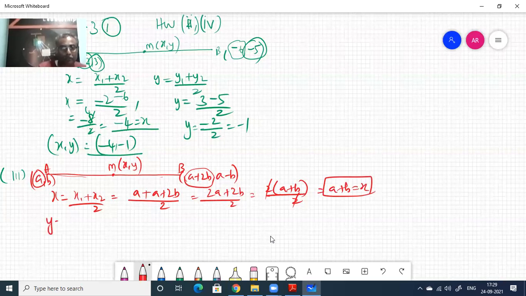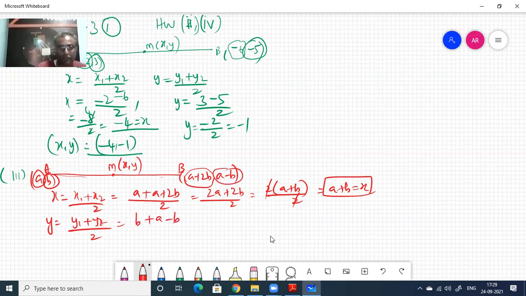Same way, Y is equal to Y1 plus Y2 by 2. Y1 is B. Y2 is A minus B. B plus A minus B by 2. That is equal to B and B cancel. So A by 2. Okay. So that is the answer. Wait. A minus B, and then A minus B. Yeah.